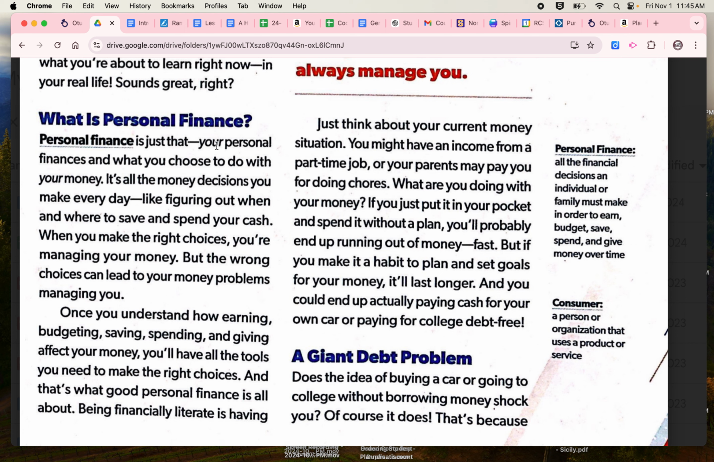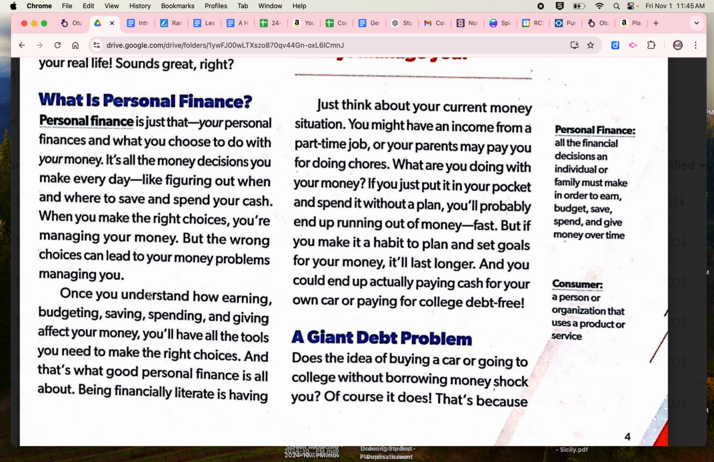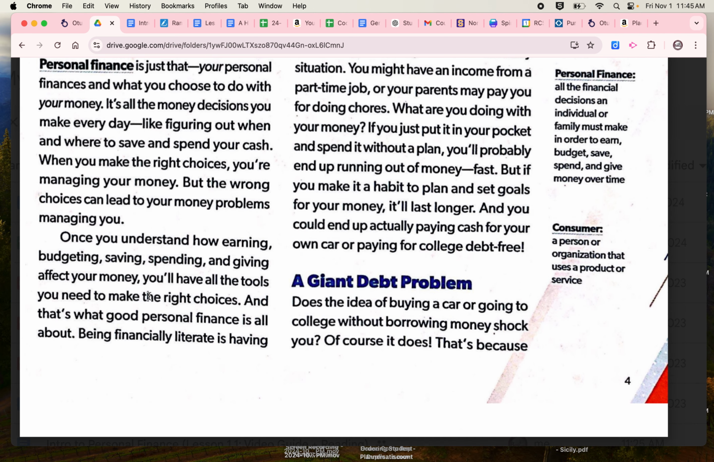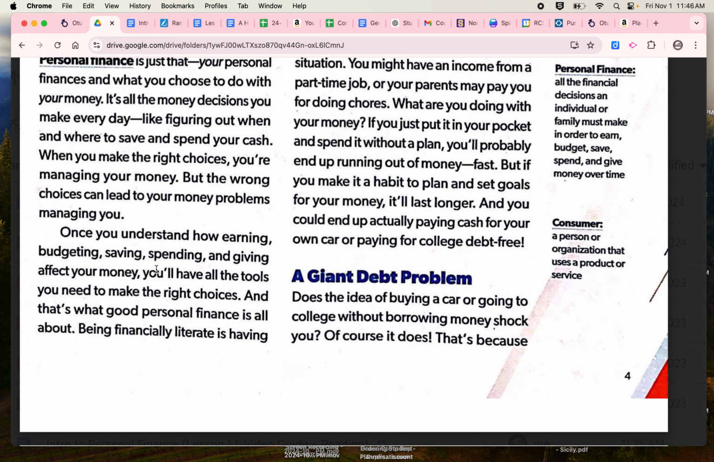So it's just that your personal finances is what you choose to do with your money. It's all the money decisions you make every day, like figuring out when and where to save and spend your cash. When you make the right choices, you're managing your money, but the wrong choices can lead to your money problems managing you. Once you understand how earning, budgeting, saving, spending, and giving affect your money, you have all the tools you need to make the right choices.